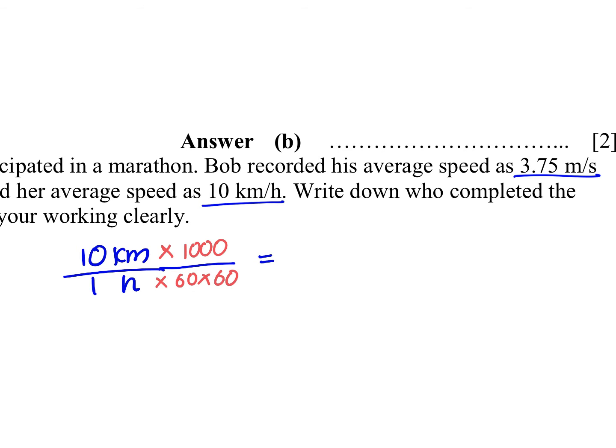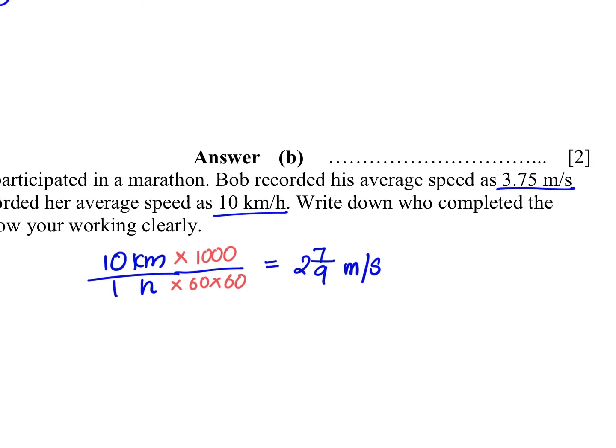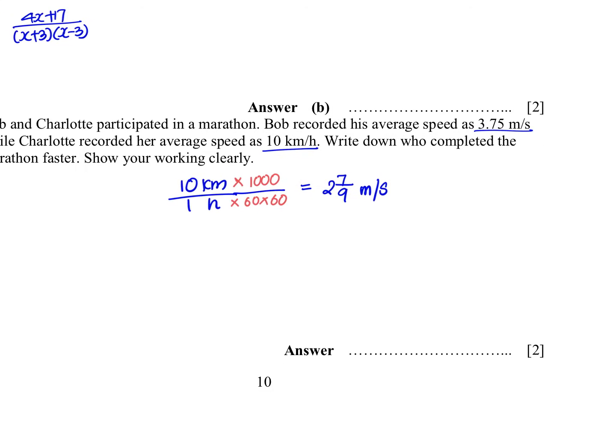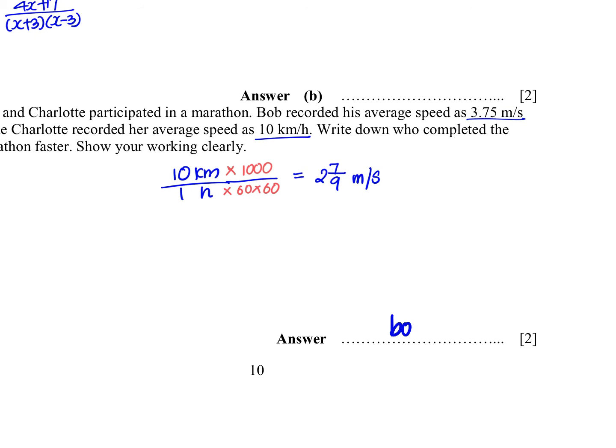I got 25 over 9. Then let me change it, 27 over 9 meters per second. You'll notice I don't write a decimal, because this is exact. Then now they say write down who completed the marathon faster. Which one? Bob, right? So answer Bob.